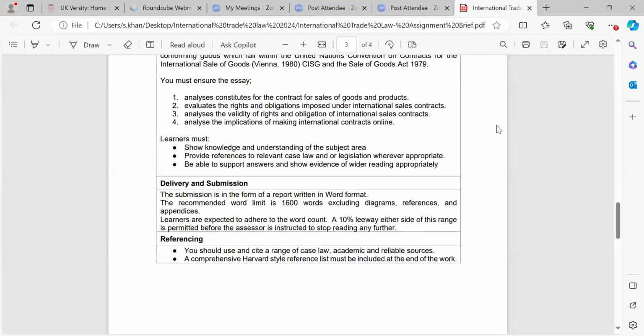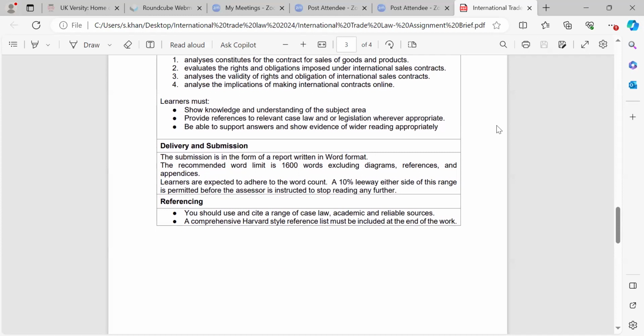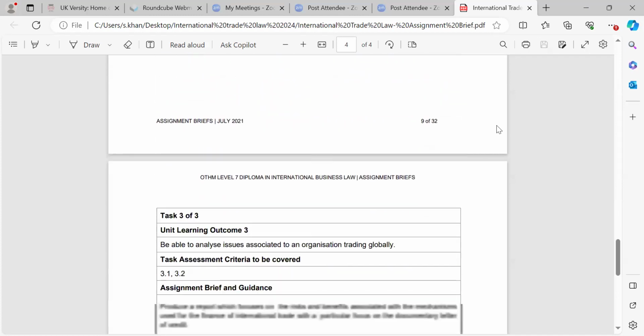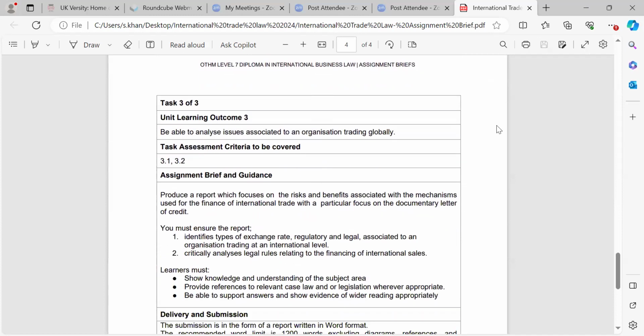Again, 1,600 words, make sure you stick to that and stick to the word format. And then referencing, again, make sure you are using a range of case law, academic resources, and reliable sources. And the articles we've referred to are the ones that are on Moodle that you can read in your additional reading, if you want to reference them for additional sources. And again, Harvard referencing.